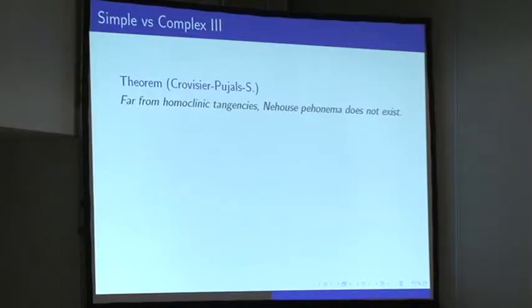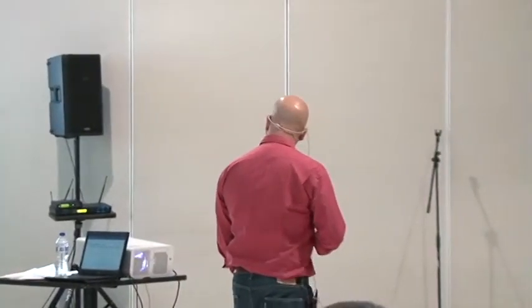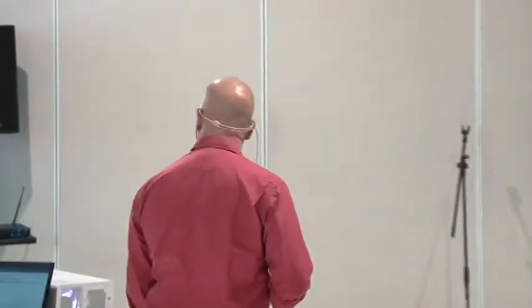We have a result with Sylvain Crovisier, Enrique Pujals, and myself that says that if we are far from homoclinic tangencies, and this is in the C1 category, the Newhouse phenomenon does not exist. I mean, if we have infinitely many periodic attractors or repellers, in a robust way, then we have a homoclinic tangency. In other words, if the diffeomorphism is not approximated by systems having a homoclinic tangency, then the Newhouse phenomenon does not exist.